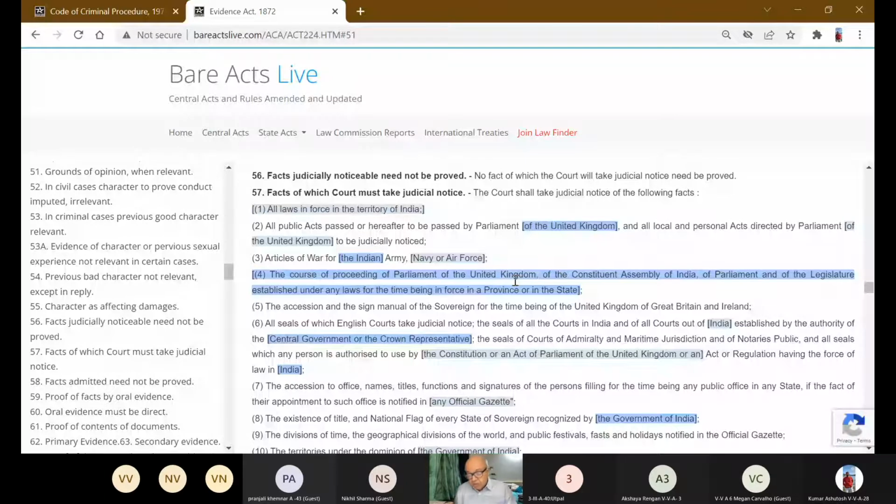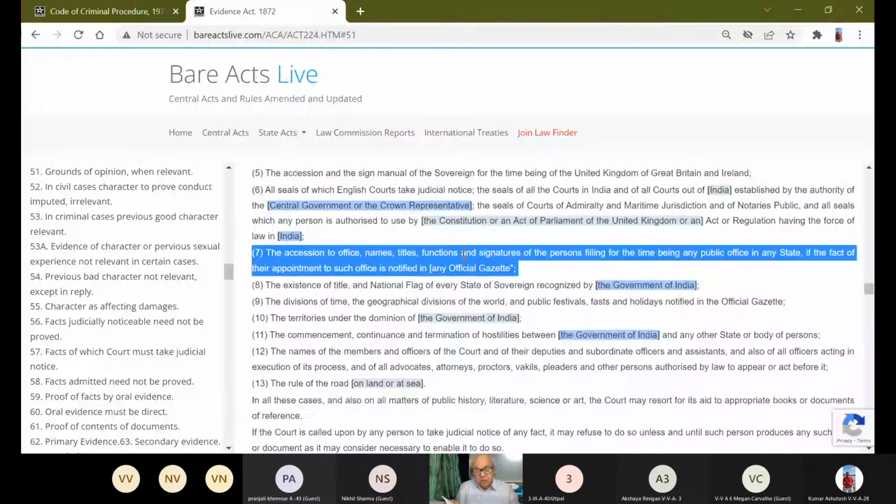Okay. Then number 7. The accession to the office, name, title, function, signatures of the persons filling for the time being a public office of any state, in fact, and their appointment to office is notified in the official gazette. So every appointment of a Supreme Court judge, High Court judge, or every public servant, in fact, is notified in the official gazette. So the court will take judicial notice. The particular post has been duly done, unless fraud takes place, unless seals are bogus; fraud will vitiate everything. Otherwise, the court will not waste its time in taking judicial notice.